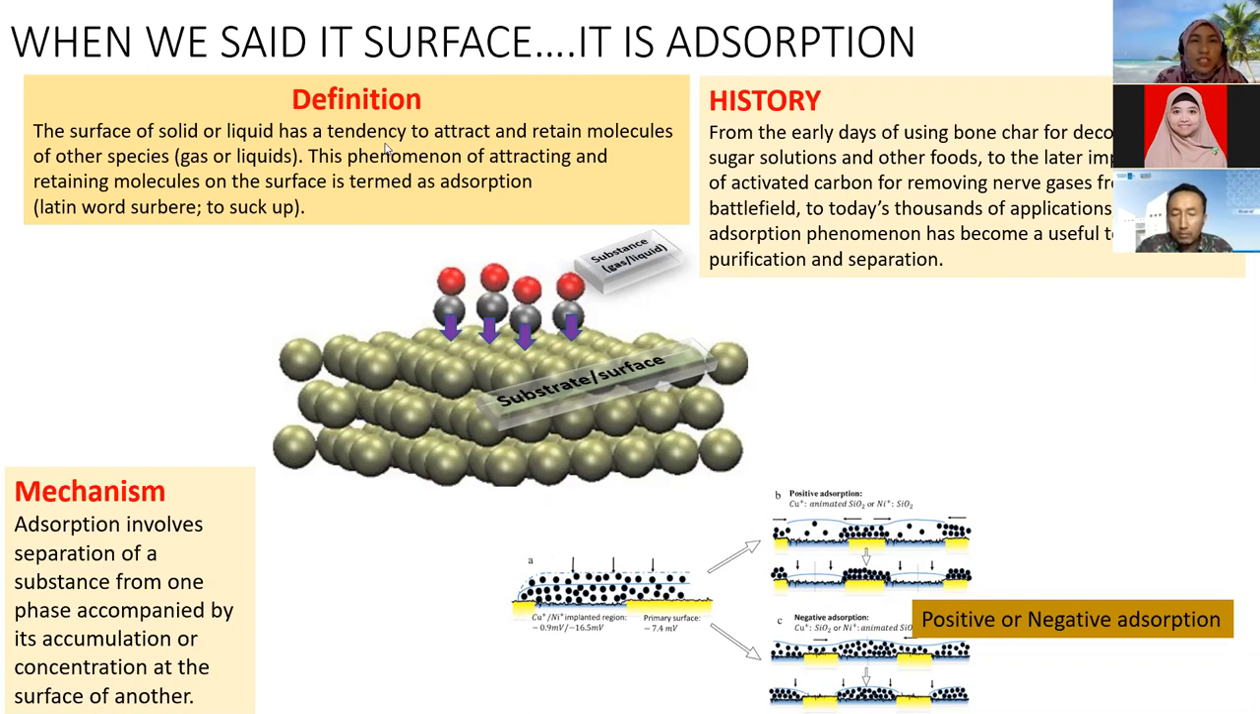So as a definition, what is adsorption? The surface of a solid or liquid has a tendency to attract and retain molecules of other species. Why attract? Remember, earlier I said that the surface atoms are very poor. They lack one ball at the top. So they need another ball in order to be balanced. They do not have a balanced interaction in all directions of the surface. So the phenomenon of attracting and retaining molecules on the surface is what is called adsorption.